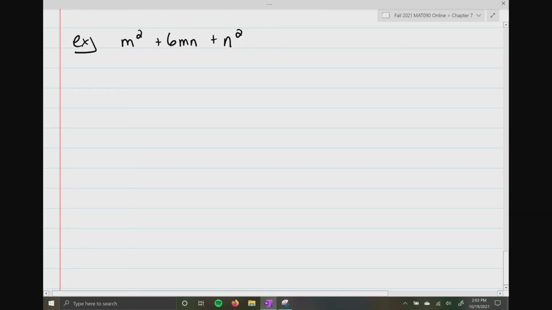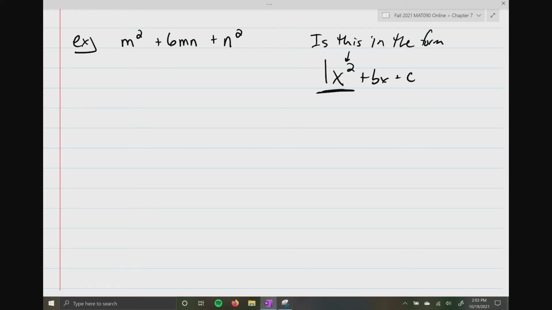Now, the only thing you need to ask yourself is, is this in the form x squared plus bx plus c? In other words, this first term has to be raised to the second power with a 1 out front. And the answer to that question for our problem is absolutely. The m is out front, and it's raised to the second power with a 1 out front. So we fit the mold. So watch what happens.